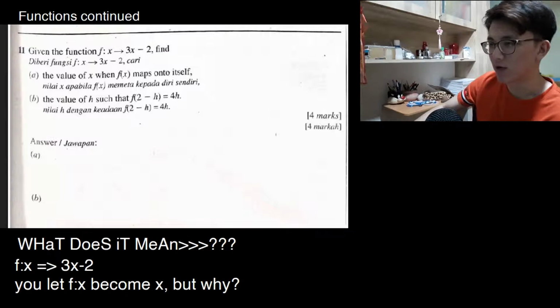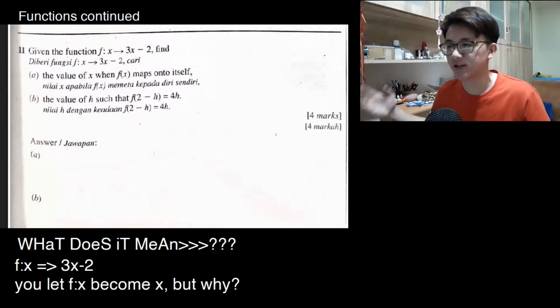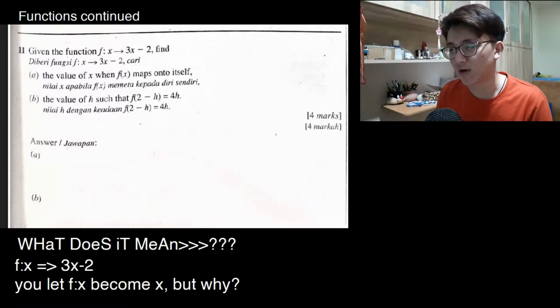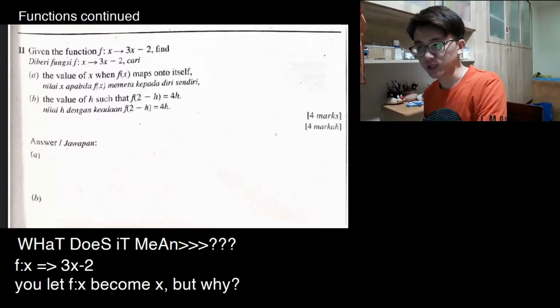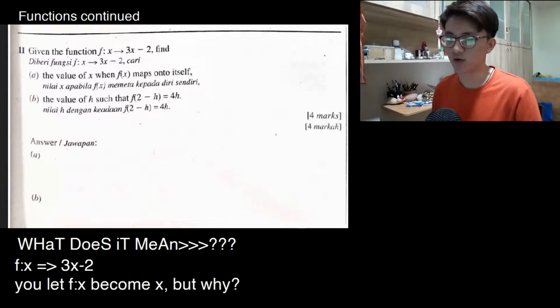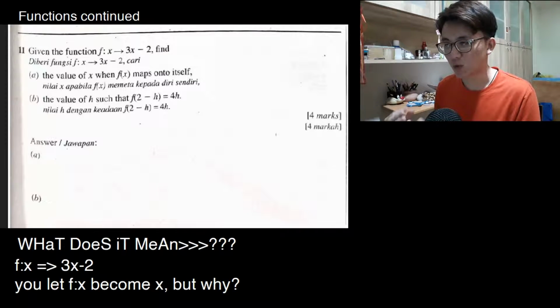In this particular question, given the function f(x) = 3x - 2, find (a) the value of x when f(x) maps onto itself, and (b) the value of h such that f(2 - h) = 4h. First off, question (a) is more of a theory type of question. Maybe most of you don't quite understand what they mean by the value of x when f(x) maps onto itself. So what does it mean?